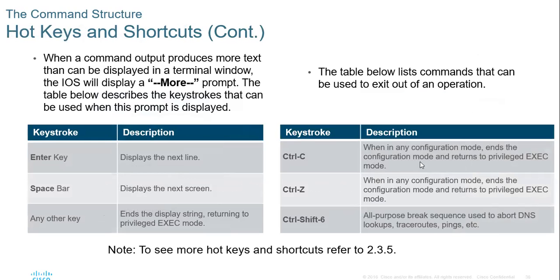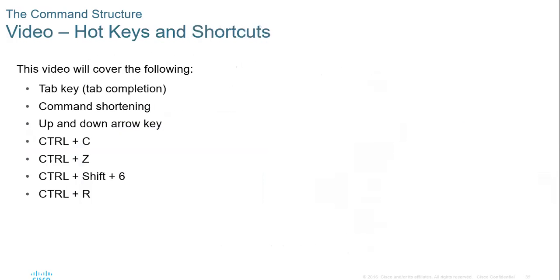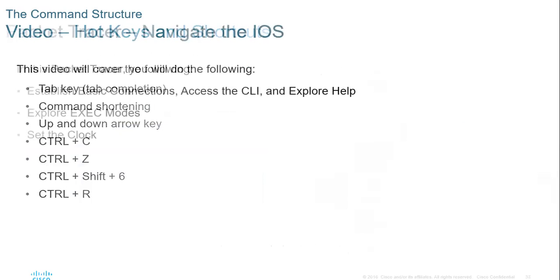Hotkeys and shortcuts. Control C: when in any configuration mode, it ends the configuration mode and returns to privilege execution mode. Control Z: when in any configuration mode, it ends the configuration mode and returns to the privilege execution mode. Control Shift 6 is an all-purpose break sequence used to interrupt DNS lookups, traceroutes, pings, etc. So these are the shortcut keys we have discussed.